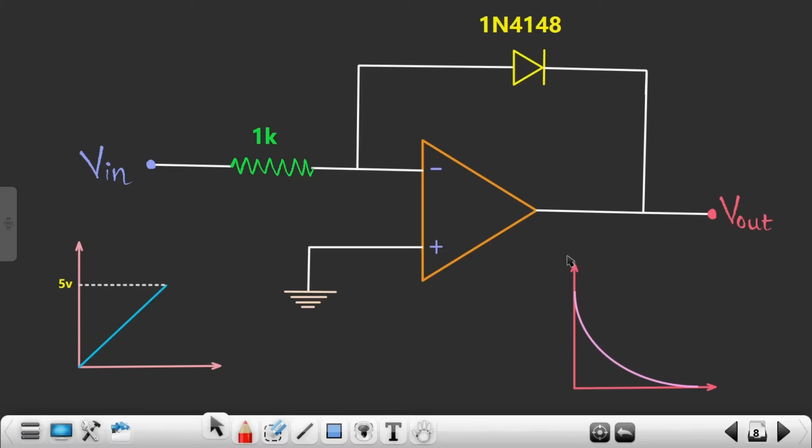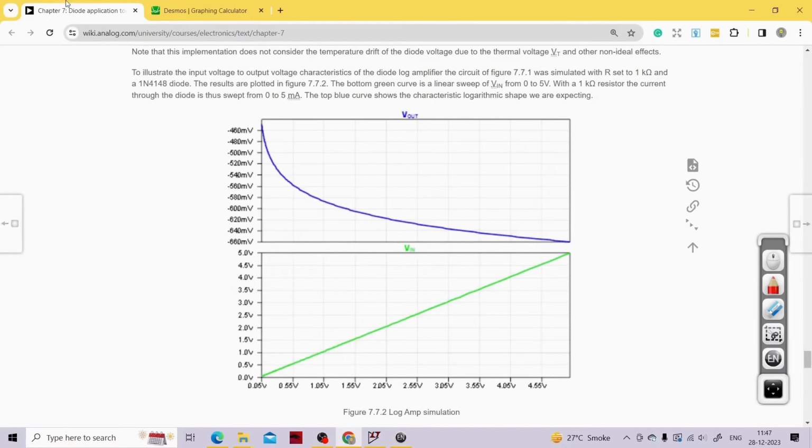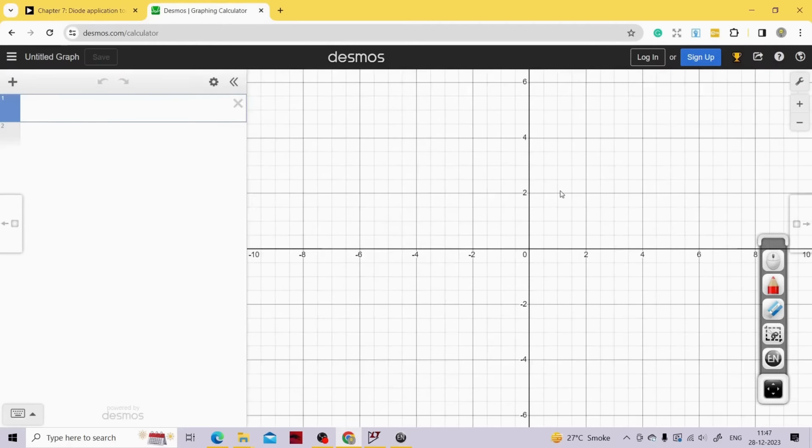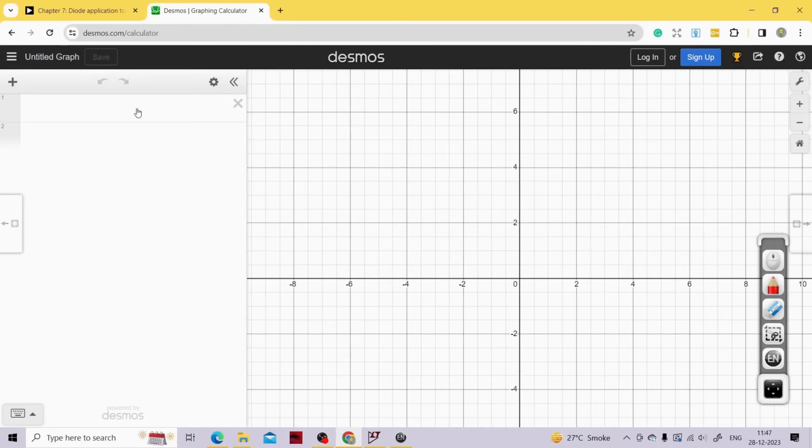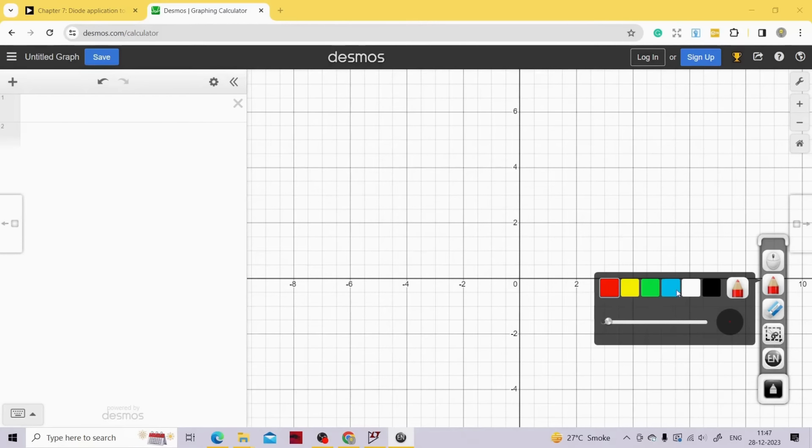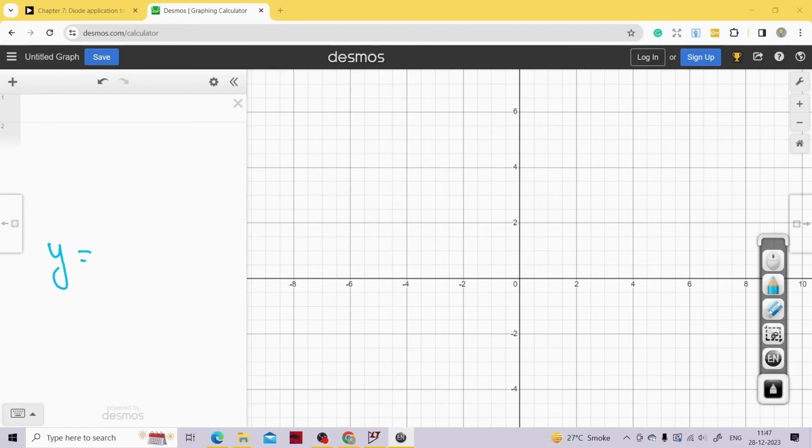Okay, great. Again, we should not trust them blindly. Let's do certain mathematical calculations. So for that I'm using one software, that is Desmos software, Desmos graphing calculator. So first thing first, we need to focus upon my input signal. So let me just write over here the input signal, that is y is equivalent to mx plus c.